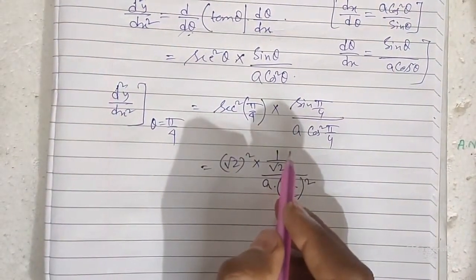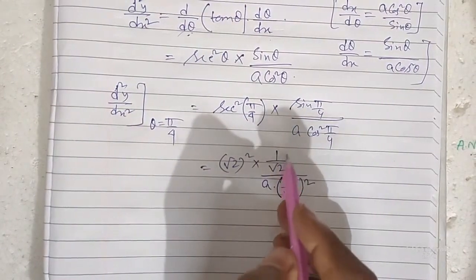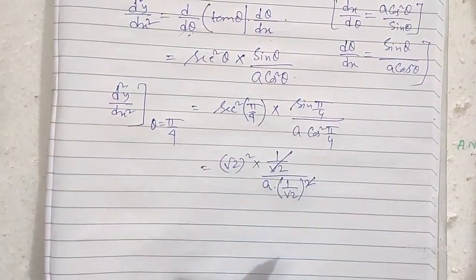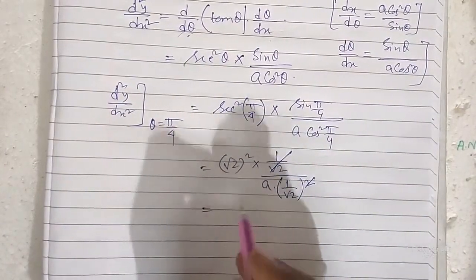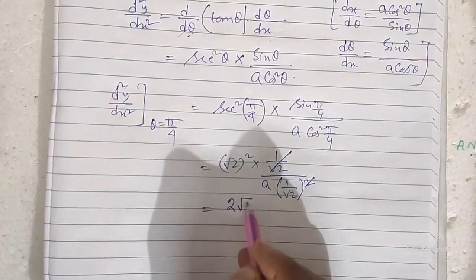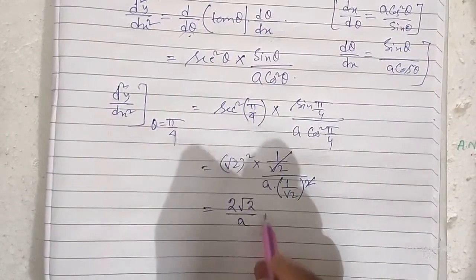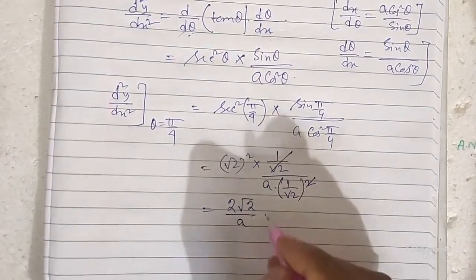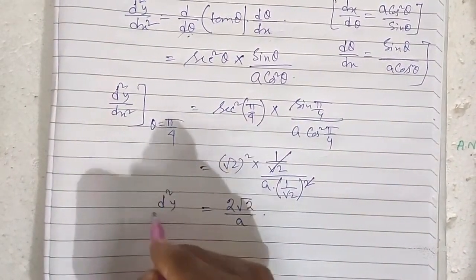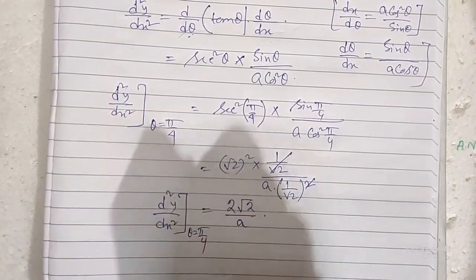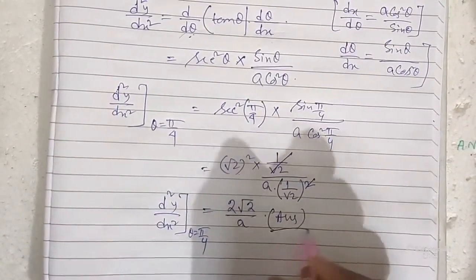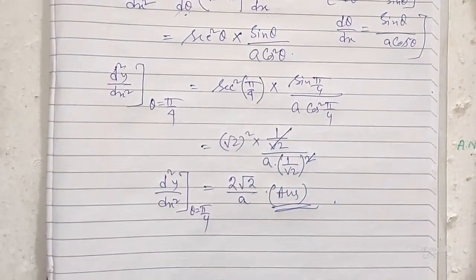So this 1 by root 2 will cancel with this square, so root 2 will come, and root 2 square is 2, so 2 root 2 divided by a. This is the answer, d2y by dx2 at theta equals pi by 4. This is the answer: 2 root 2 by a.